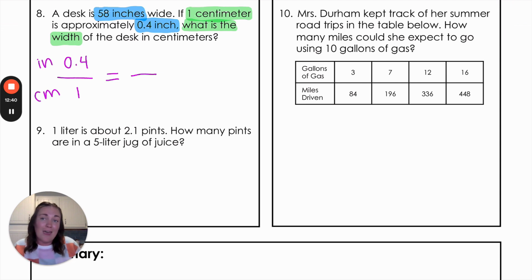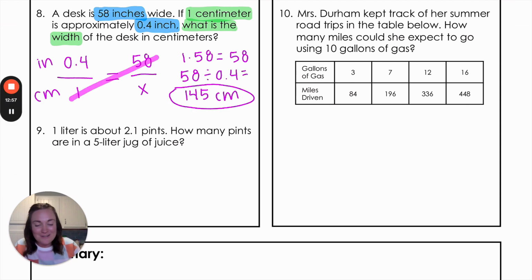The third number that I have is 58 inches. So that's going to go on top, and I'm going to put that missing variable, how many centimeters is our width, as our x on the bottom. Pause the video here and try this proportion on your own.